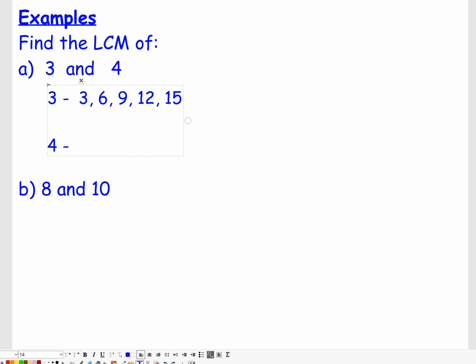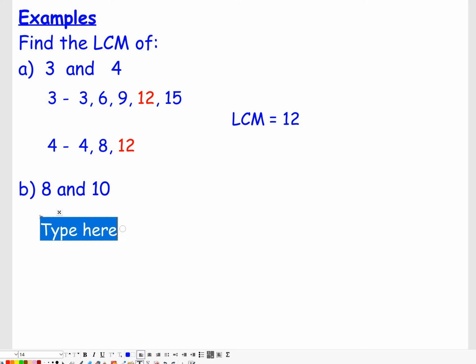Then if we do the multiples of 4, so 4 times 1 is 4, 4 times 2 is 8, 4 times 3 is 12. But I'm going to stop there because we can see that in both lists we have a number that is the same, which is 12. So, the LCM of 3 and 4 equals 12, as that's the first multiple that we come to that's the same in both lists.